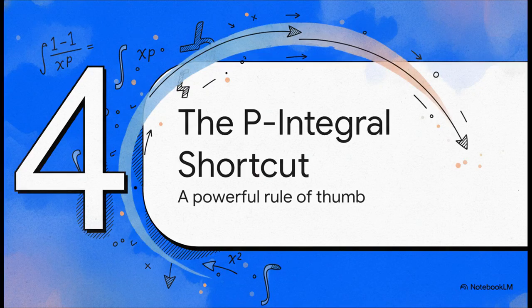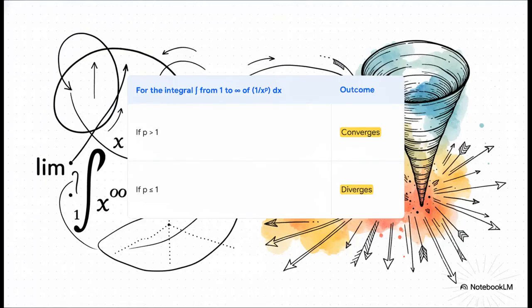Okay, you have done the hard work. You've mastered the full process of using limits, so now it's time for a reward. A shortcut. We're going to look at a special rule for a very common family of integrals, those that look like 1 over x to some power. This is going to save you a ton of time. This right here is the p-integral test, and it is a game changer.